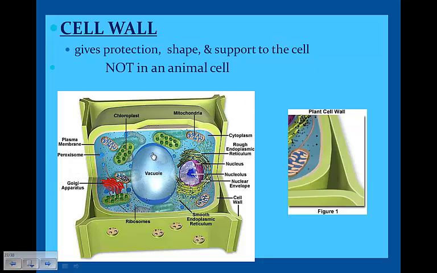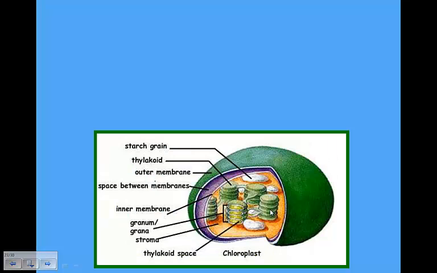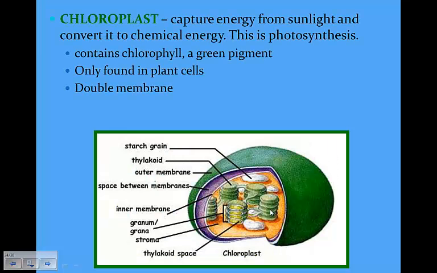All right. The chloroplast. Again, this is only found in plant cells too, because the purpose of the chloroplast is to capture energy from the sunlight and convert it to chemical energy. Photosynthesis. Photo means light, and synthesis means to make. So it is basically making food from light. And what it does is it contains chlorophyll, which is a green pigment.